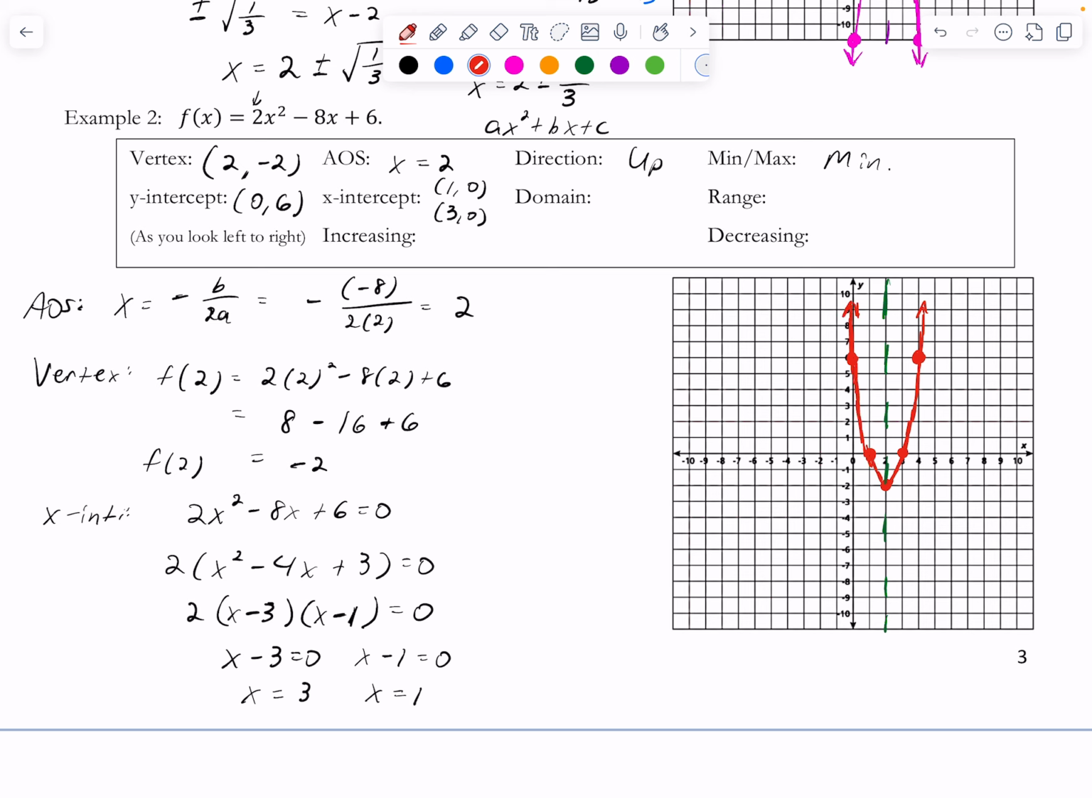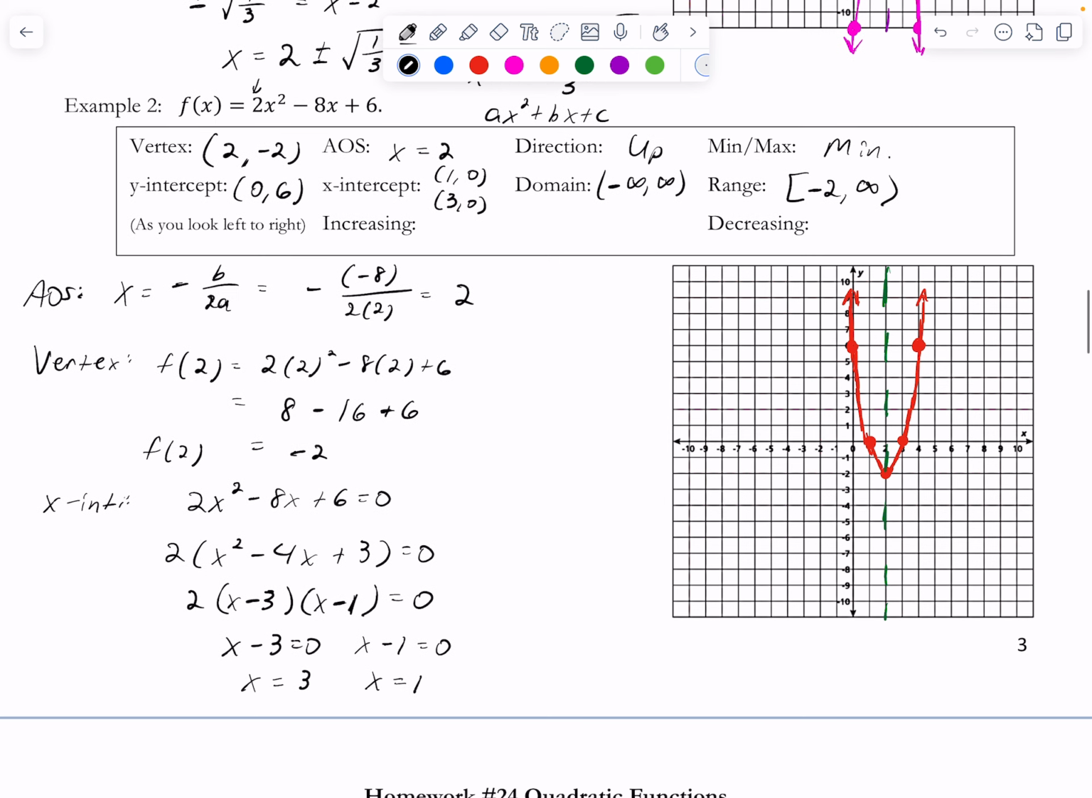Okay, so finding the domain, still all real numbers, or negative infinity to infinity. The range, the lowest y value is negative 2. The highest y value will be infinity. It is increasing from 2 to infinity, and it's decreasing from the beginning, so negative infinity to positive 2.